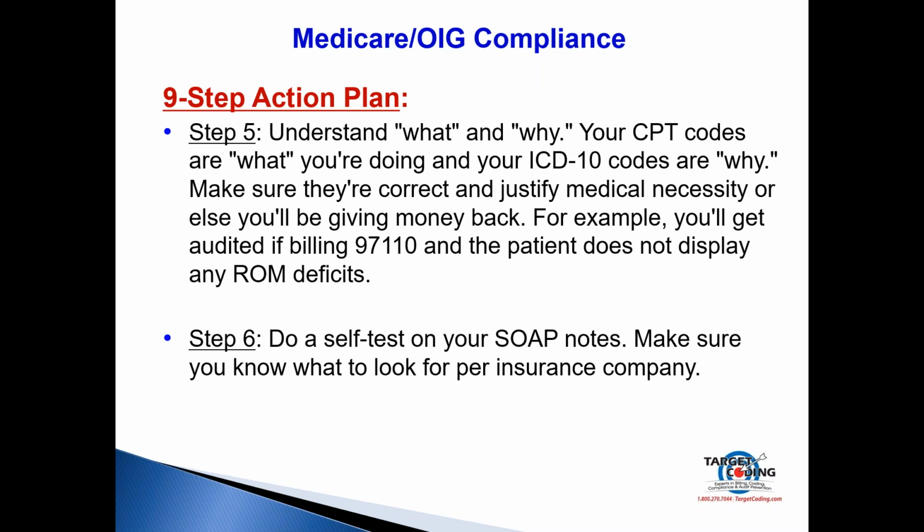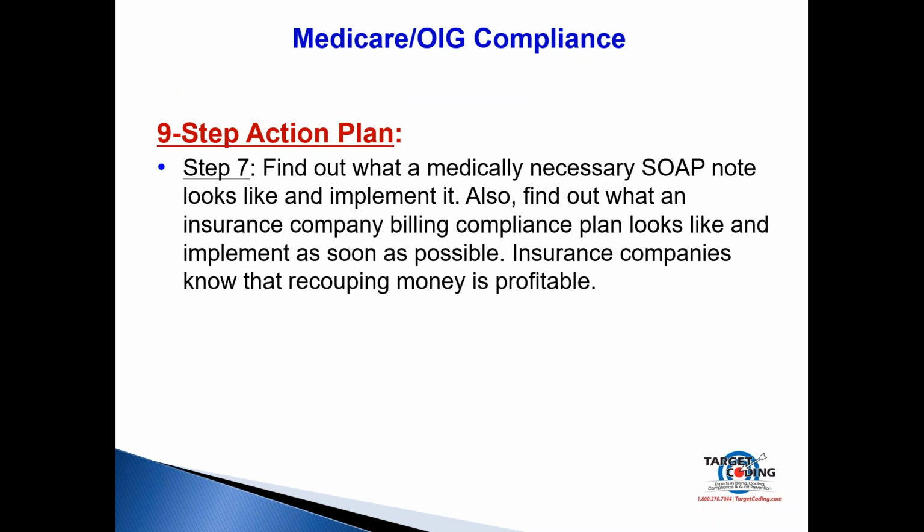For example, the Medicare requirements on a SOAP note are different than Cigna. Cigna is different than Aetna. Aetna is different than United Healthcare for sure. PI notes are totally different than Medicare notes. Step 7, find out what a medically necessary SOAP note looks like and implement it. Find out what an insurance company policy manual looks like and implement that as soon as possible.